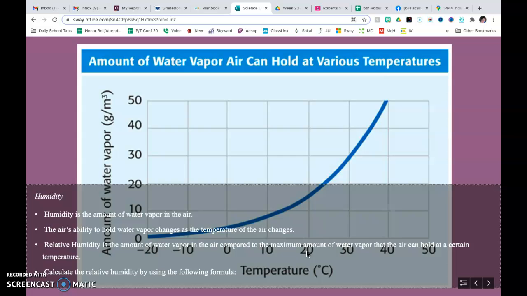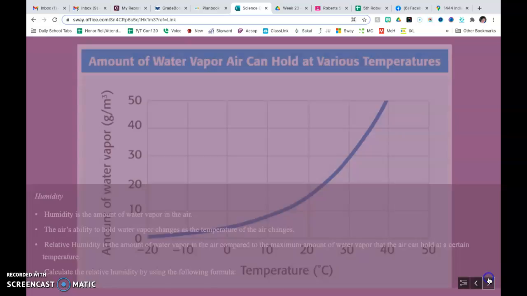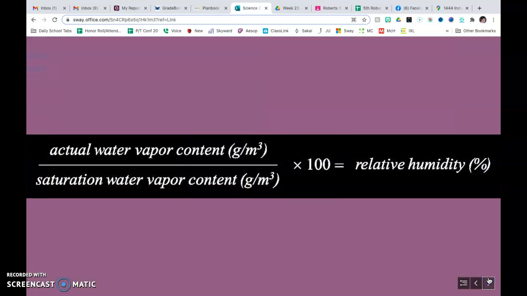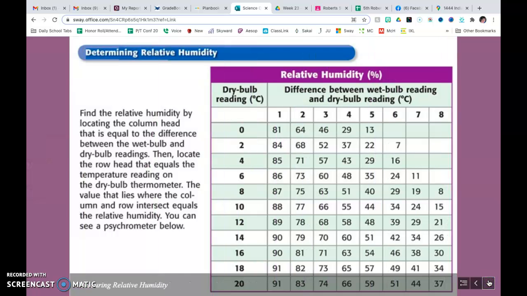And we, of course, can calculate the relative humidity by using this equation. You don't have to memorize the equation. So how do we determine this? We find the relative humidity by locating the column head that is equal to the difference between the wet bulb and the dry bulb readings. Don't get so bogged down that it doesn't make sense.